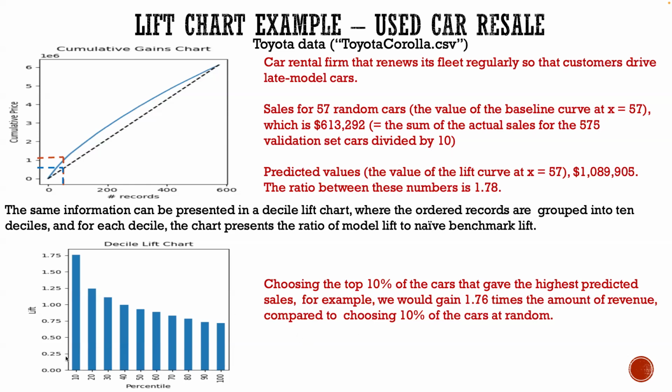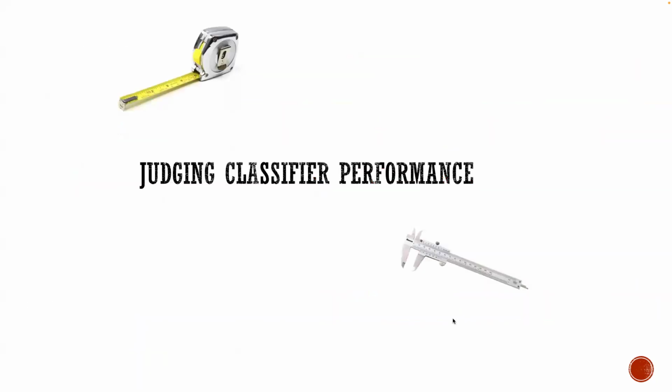So in this case, we can see that the top 10% of cars, by using the data mining model, gives us a lift of 1.76. Around 1.76 is where we are here. So that gives you 1.76 times the revenue rather than using 10% of the cars at random. So for this company, it's important to choose the right cars that they want to sell from their own channel. This was predictive performance.